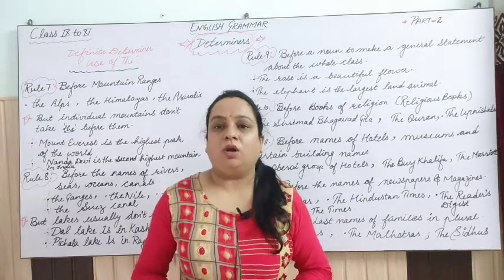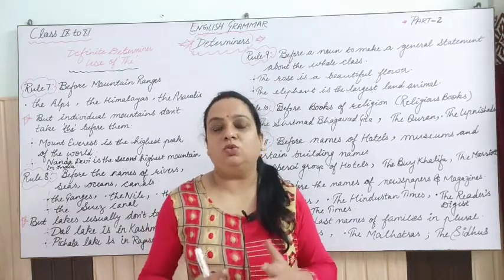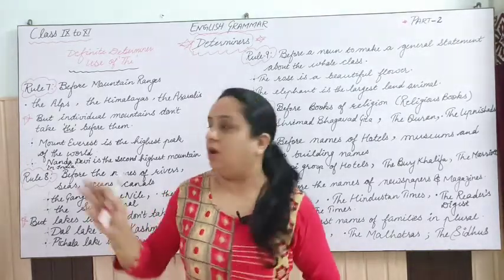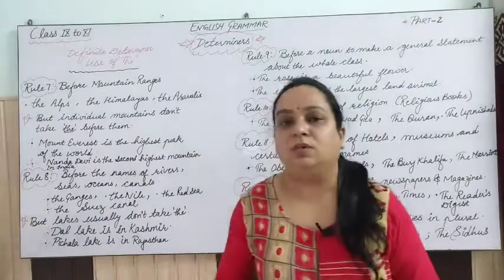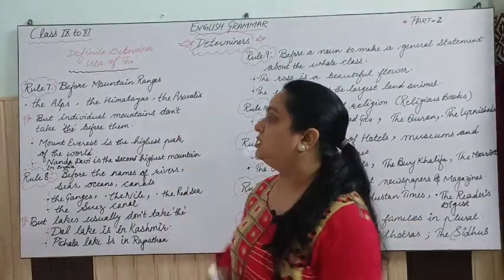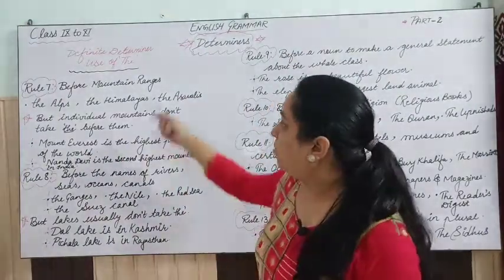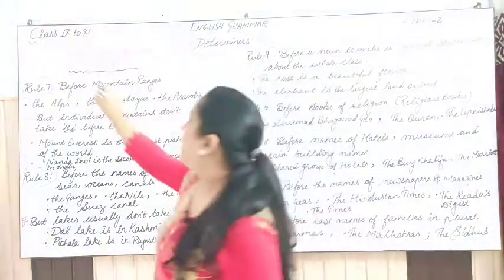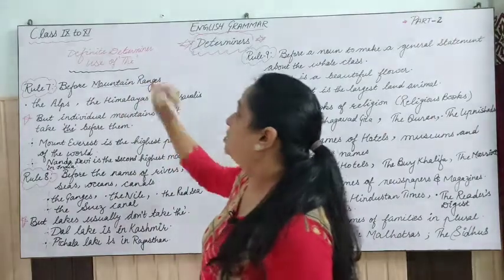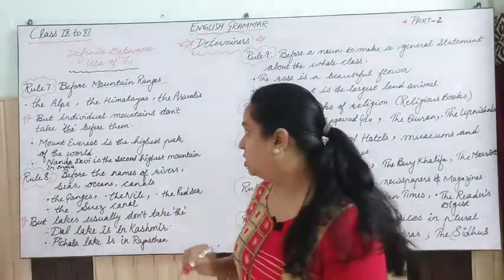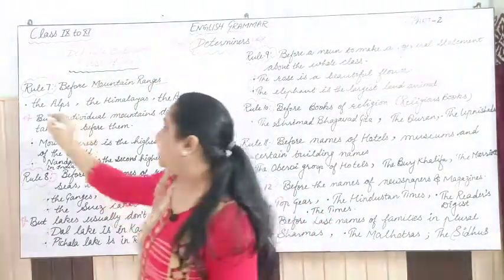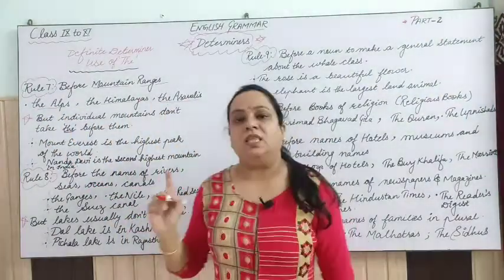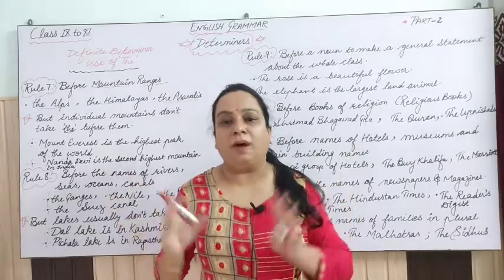So when we talk about the rules for the use of the, we learnt the last 6 rules and now we are here with rule number 7. Rule number 7 says that before mountain ranges, please try and understand, before mountain ranges we have to use the, right? For example, the Alps, the Himalayas, the Aravalis. These all are mountain ranges.